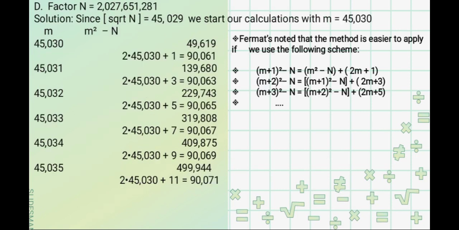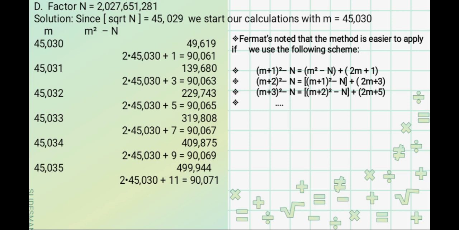So, this is the last example that we have. We have letter D: factor n is equal to 2,027,651,281. So, the solution here, since n is large, we will use the rule.